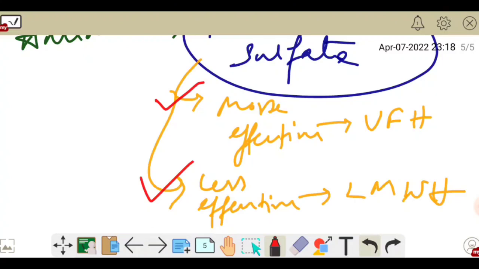These are very important. Okay, so this is all about today's lecture. In the next lecture we will be talking about heparin induced thrombocytopenia.